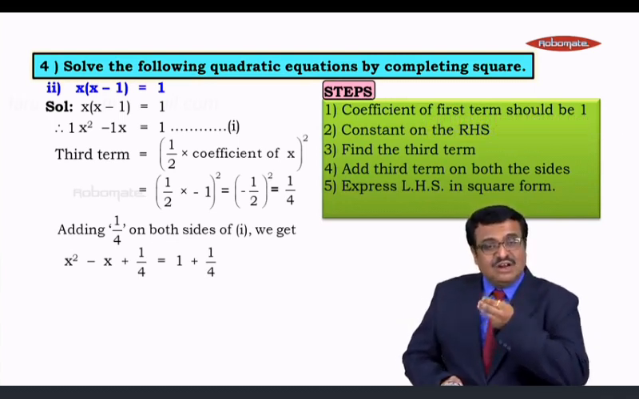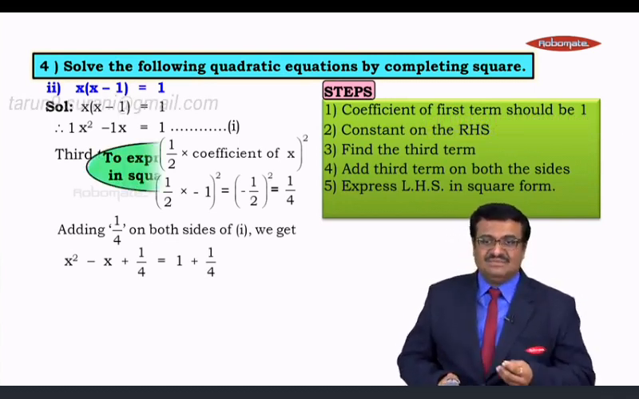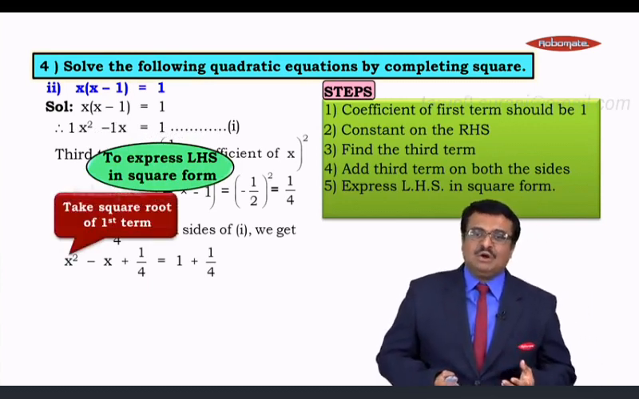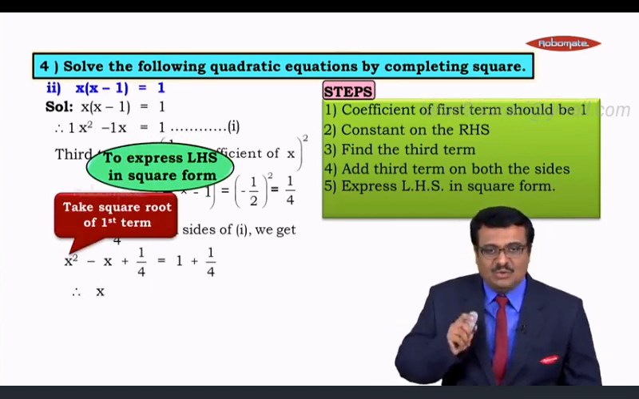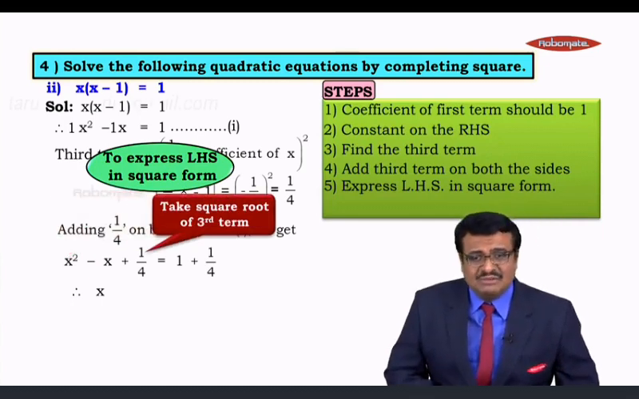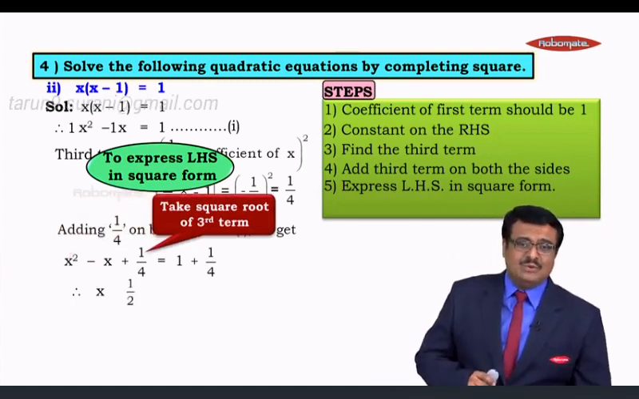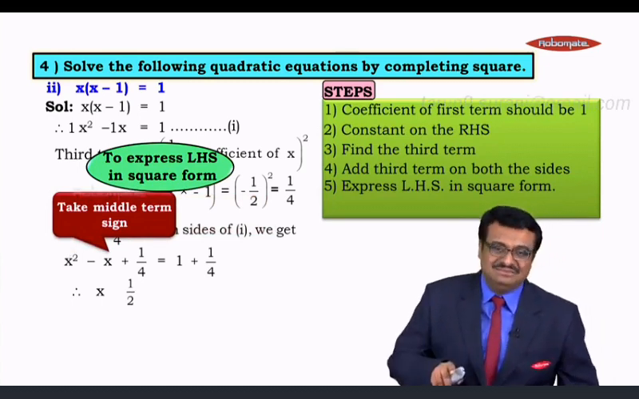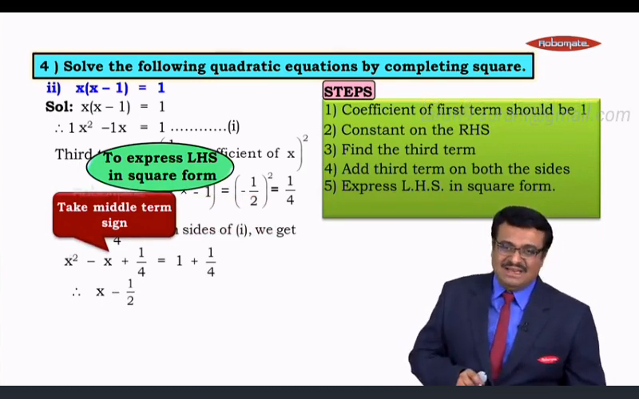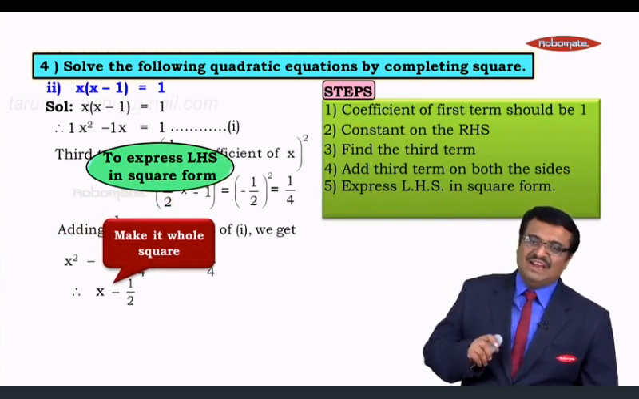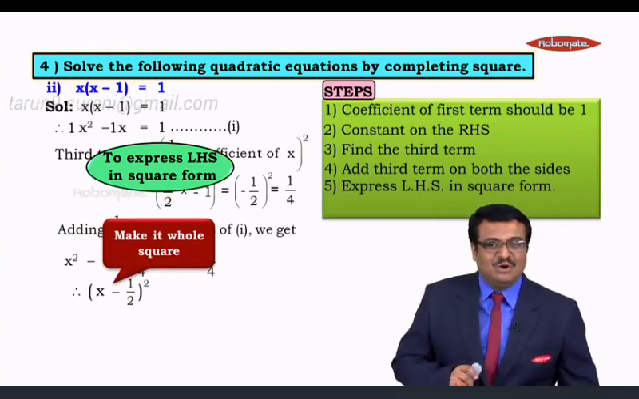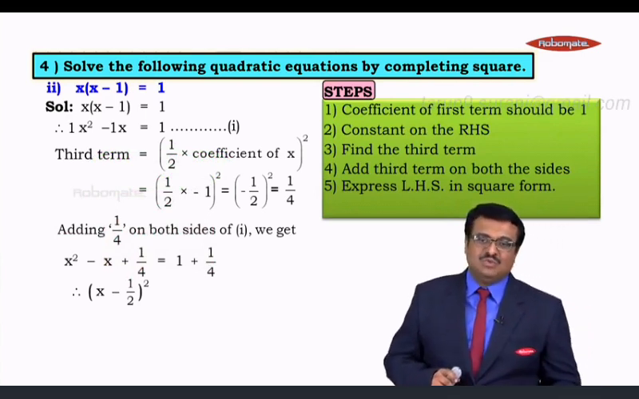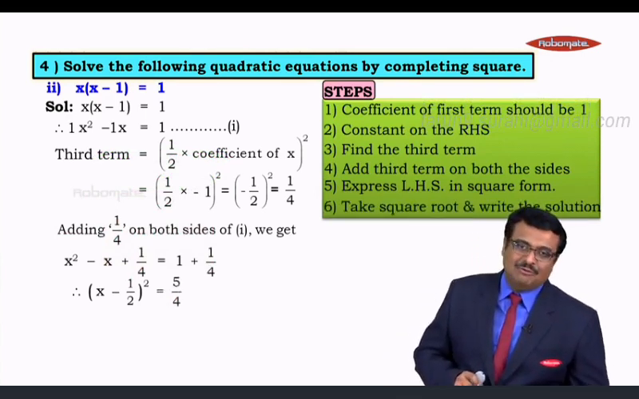How will you express the LHS in the square form? In the last time we saw, taking square root of the first term. So, to express LHS in the square form, take square root of the first term, x square square root. What is that? X. Take square root of the third term, 1 by 4 square root. What is that? 1 by 2. And the sign of the middle term. Take middle term sign. What is that? Minus. And make it the whole square. X minus 1 by 2 the whole square is equal to, right side you know how to add, cross multiply, 4 plus 1, which is equal to 5 upon 4.